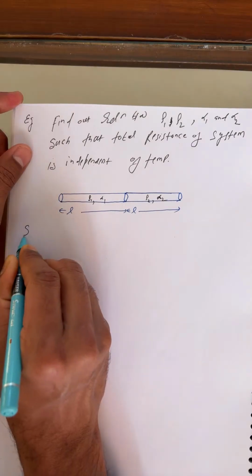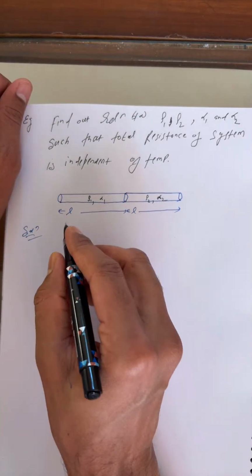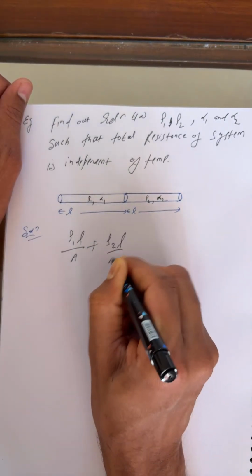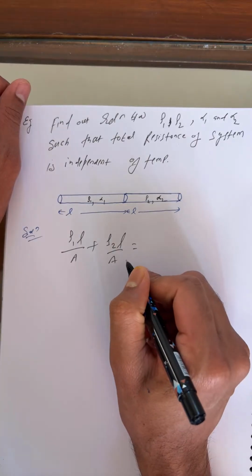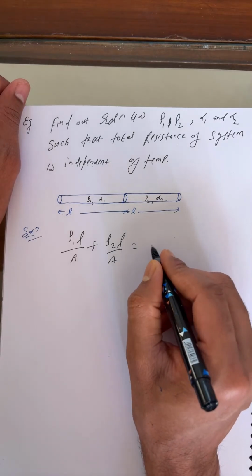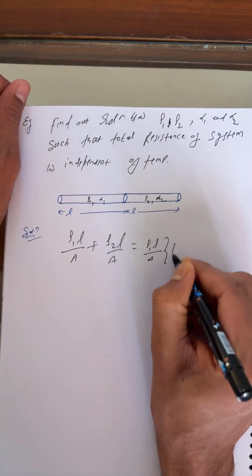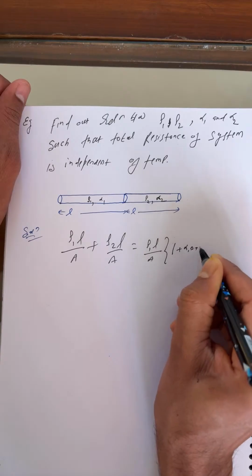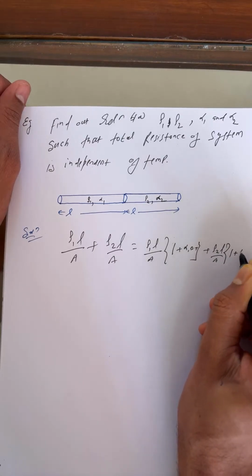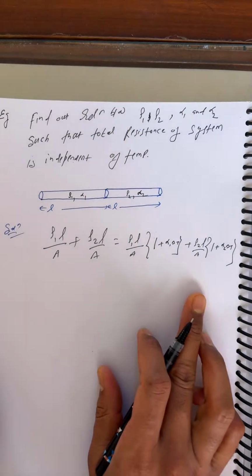Now I'm going to solve this question. Initially the resistance is rho 1 L by A plus rho 2 L by A. After rising the temperature, it is rho 1 L upon A times (1 plus alpha 1 delta T) plus rho 2 L by A times (1 plus alpha 2 delta T).